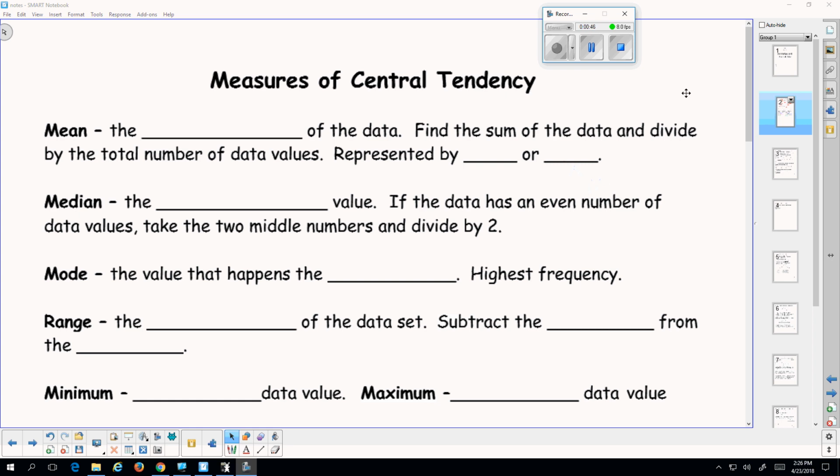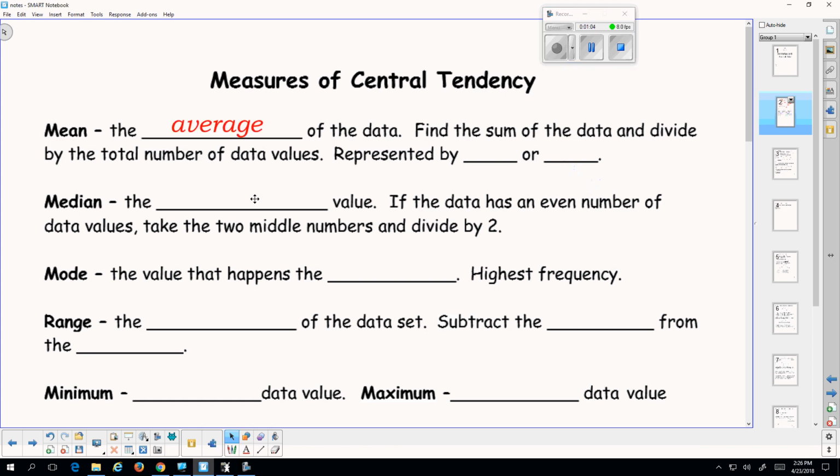Today's not going to be a project. Today is just going to be a classwork assignment to make sure we're okay with all the calculator things you're going to learn. So to start with, measures of central tendency. So let's go to page 1 in your notes, and we're going to review some of these measures of central tendency. So to start, you've seen these all before.